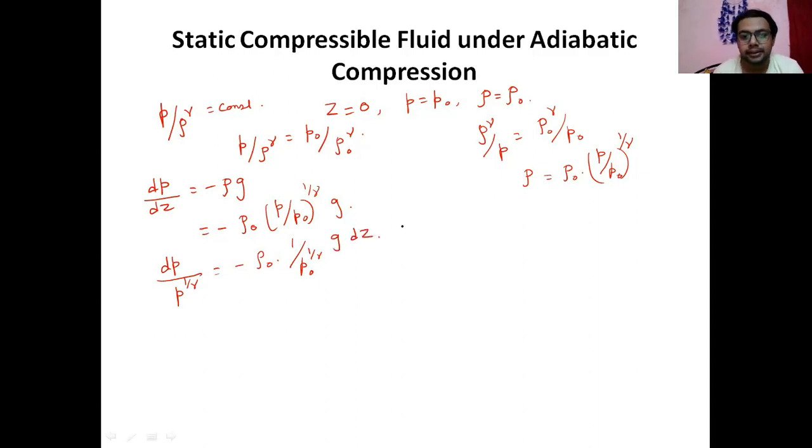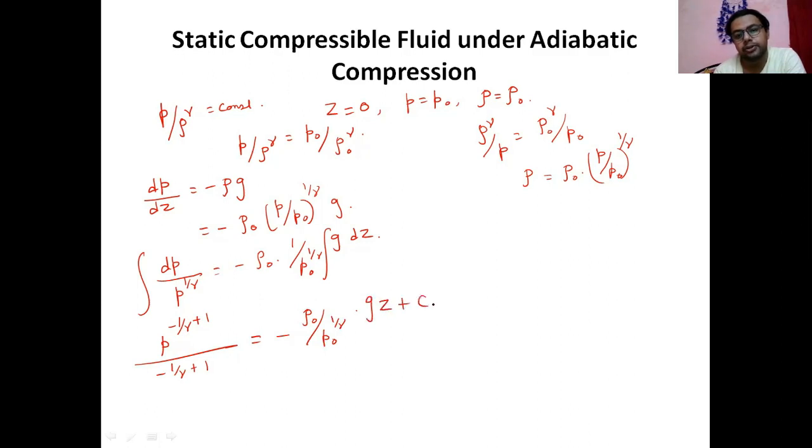The remaining task is simple. Just do the integration and put in the limits. So if you do the integration and put the limits, what will it come to? It is P to the power of (minus 1 by gamma plus 1), minus 1 by gamma, is equal to minus rho 0 by P0 to the power 1 by gamma, g z, plus some constant.